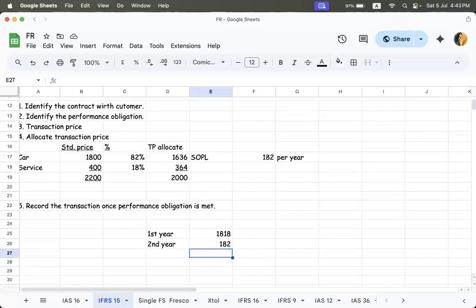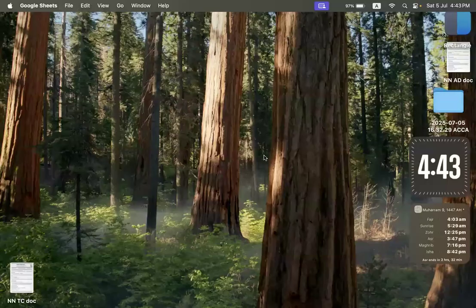Understood? This happens because we already received the 2000 amount, right? So this 182 becomes a deferred income. Clear? Understood, no? Yes.